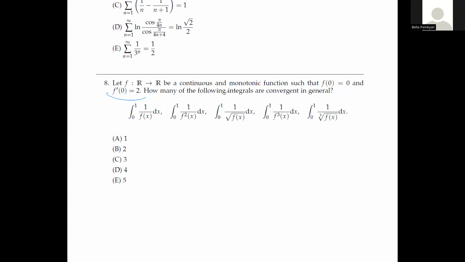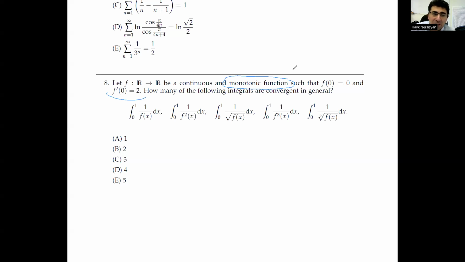We can say that one point is enough. It's not enough in general, but one point plus the monotonic function information is enough. Monotonic function means it's always increasing or always decreasing. If we know that the derivative at some point is positive, it means in the neighborhood of this point it's going to be increasing. But I'm not sure, once again, that this is super important for this exercise.